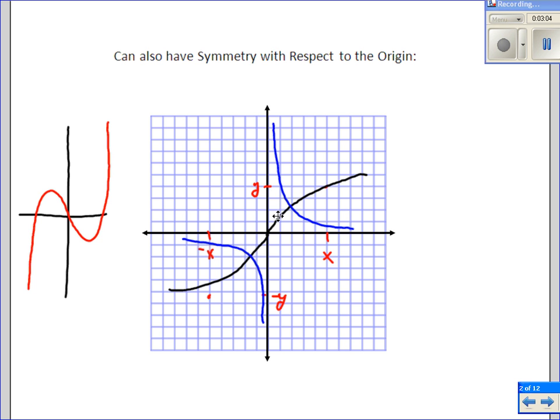The blue line here is a graph of 1 over x. It has a vertical asymptote, so it's in two pieces, something we'll come back to later. But again, if you were to graph 1 over x on your calculator, take this part of the graph, flip it over the x-axis, and that would give us something like this. Flip it over the y-axis, and we see we get that mirror image. Here's another one over here, the red line, which has symmetry with respect to the origin.